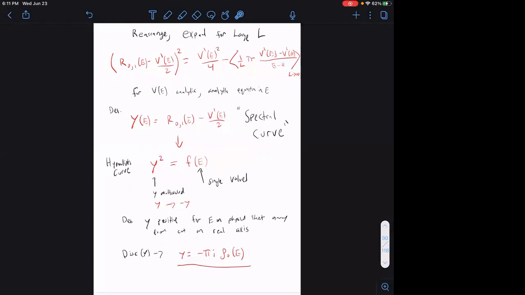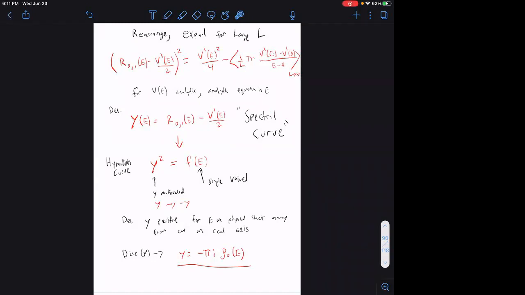What we're going to do is point out a specific fact about it that's pretty important. Here on the right-hand side, it's a function of E that is single valued in E, because we're assuming that the potential is analytic in E. On the left-hand side, we have the square of this thing. Let's call this thing in the parentheses y. So we have an equation y squared equals some single valued function of E. What that tells us is y is a multi-valued, or double valued, function of E. So it's going to have some square root branch cuts where f of E equals 0. This function, the spectral curve, which is just like a shifted version of the resolvent, is in general going to have this square root branch cut behavior.